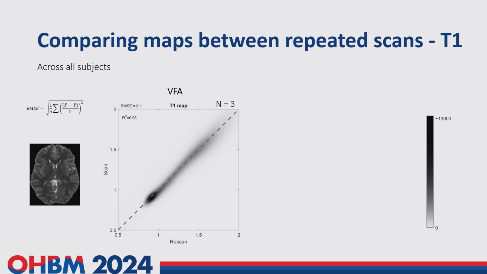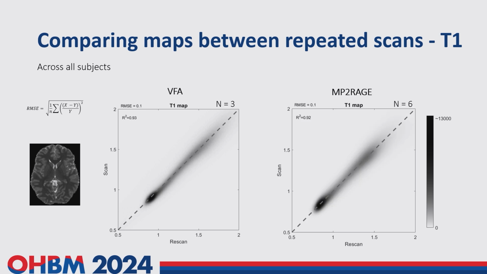What we see here is a 2D histogram, and the dark color represents the number of voxels, and we see here scan and rescan. So with variable flip angle, we have a very good agreement. So it's actually quantitative. And this is also true for MP2RAGE. You can see in both methods, we have a very good agreement when we scan the same subject twice. So we have good quantitative maps.